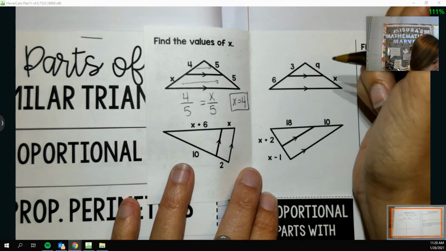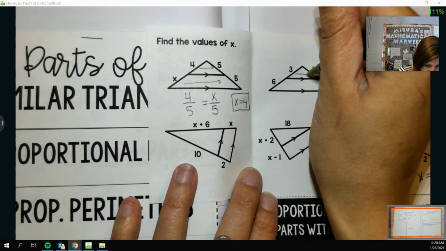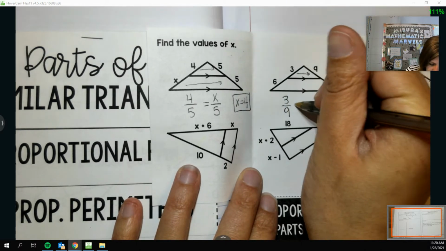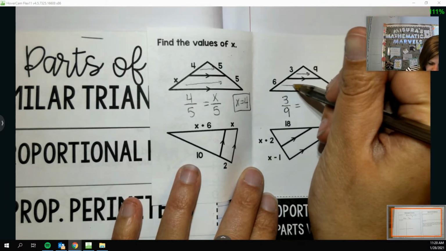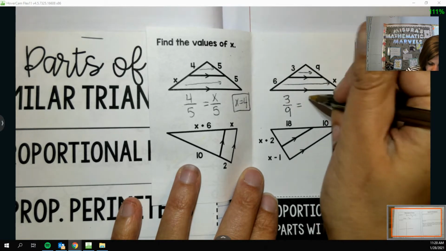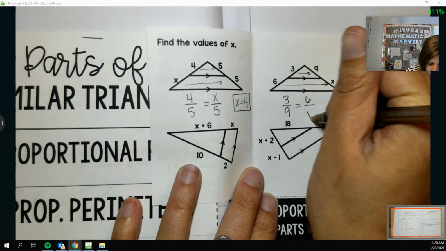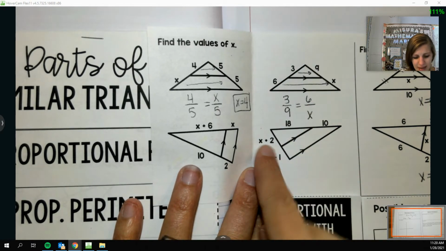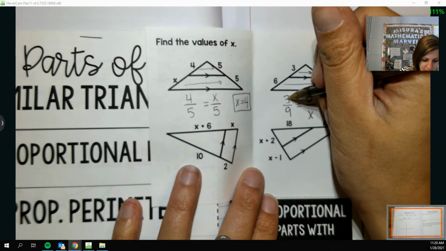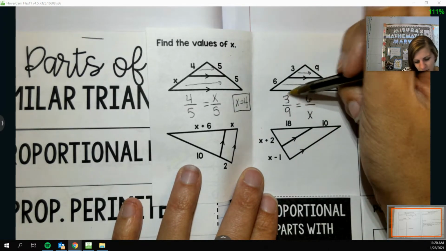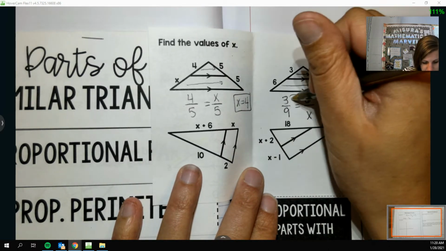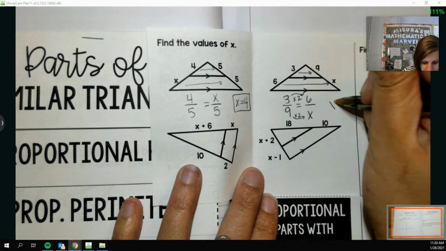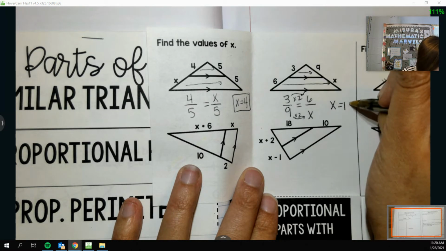Another way to do this one here is if we go straight across, we got 3 over 9 is the same as 6 over x, because I have to travel in the same direction. Then we can cross multiply and solve, or I can see that here I times by 2, that's a better way to think about it. So I'd have to times by 2 to get this. So x would be 18.